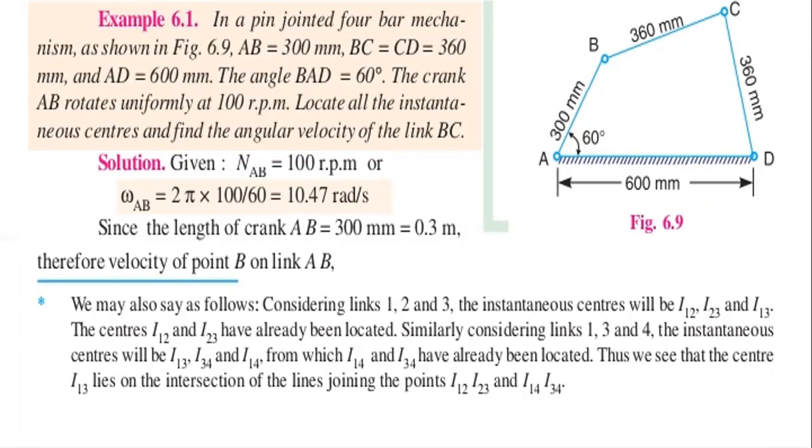So here we may also say as follows. We may take, by considering these three links, that is 1, 2, and 3, the instantaneous centers will be I12, I23, and I13. So these three are the instantaneous centers. The centers I12 and I23 have already been located.